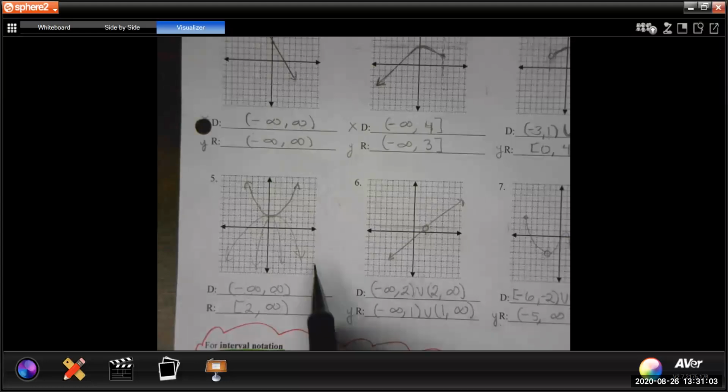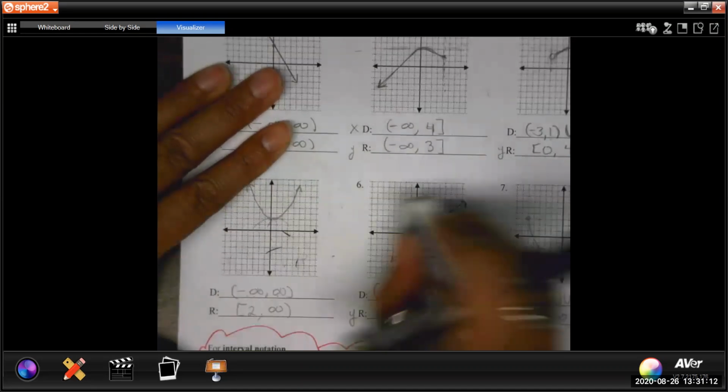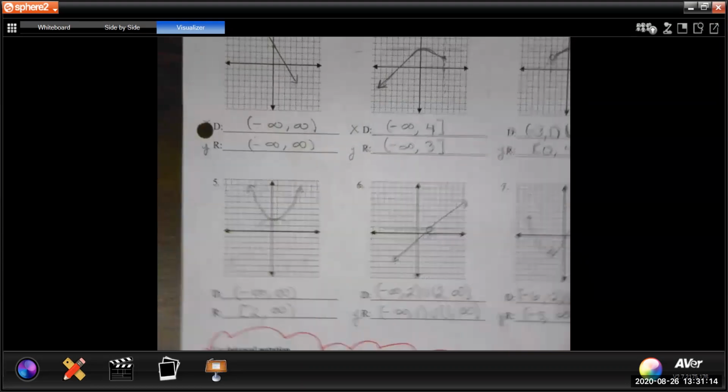No, because you're still going left forever, right forever at a slower rate, but you're still getting wider off to infinity. Okay, questions on why this one is negative infinity to infinity?